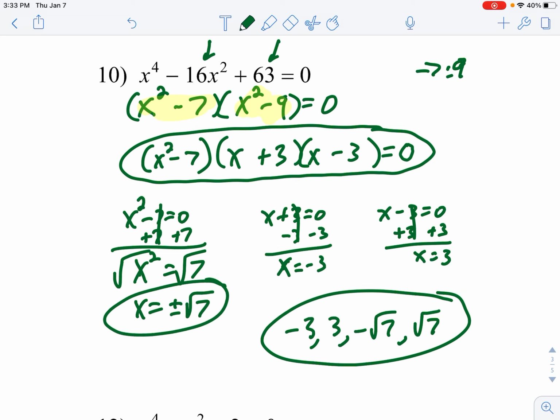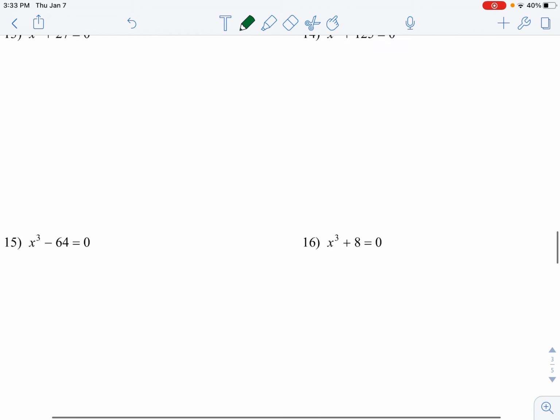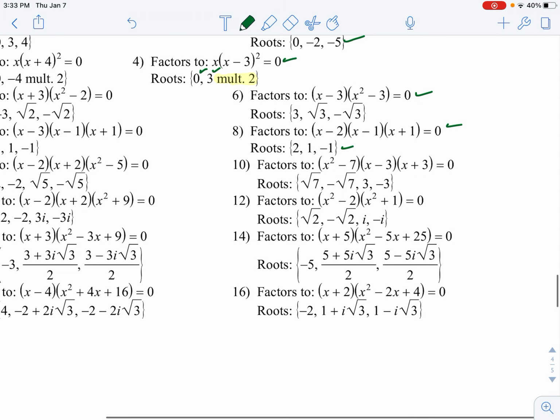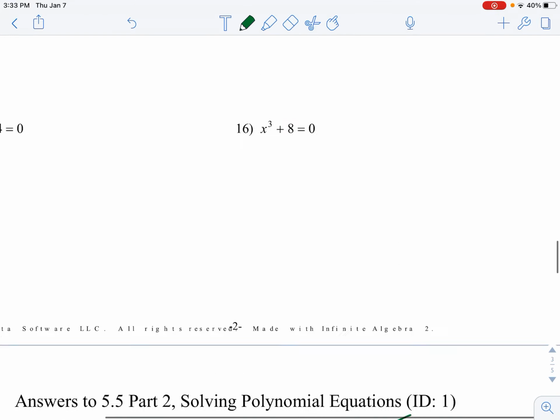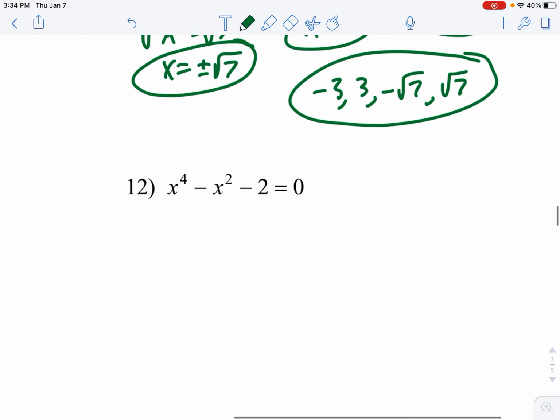So that's 2 answers, and there's 2 more answers for a total of 4 answers. All right, let's check number 10. And written in a little different order, but same answer. Number 12, probably going to work out real similar.